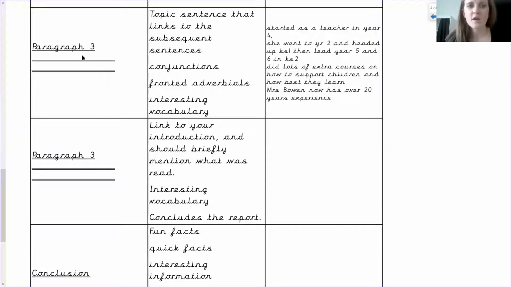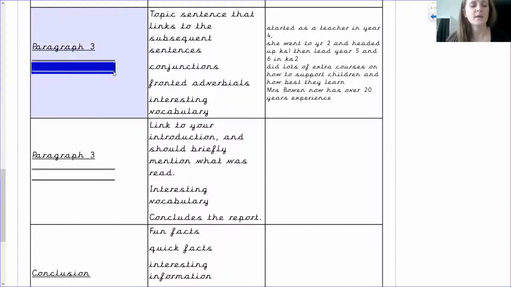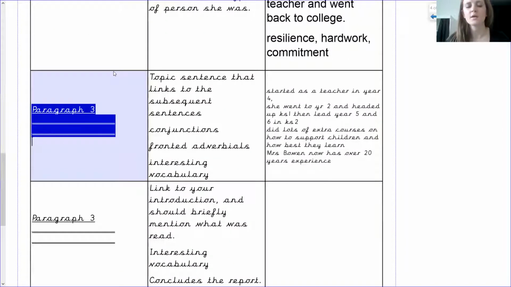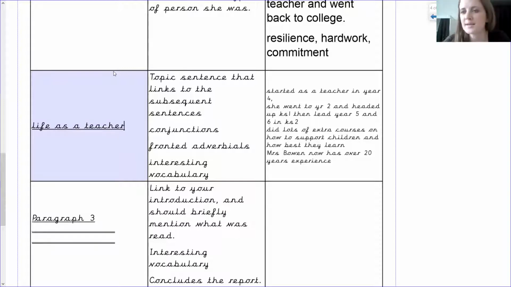So my paragraph 3 is going to be about being a teacher. This one was becoming a teacher, and life as a teacher is going to be my subheading. I've got that she started as a teacher in year 4. She went to year 2 and headed up Key Stage 1, then led year 5 and year 6 in Key Stage 2. She did lots of extra courses on how to support children and how best they learn. And then we've got that Mrs. Bowen now has over 20 years of experience.